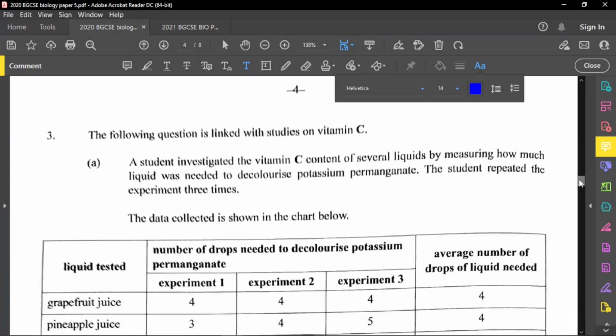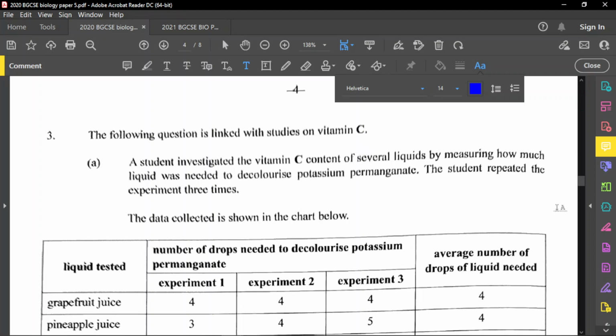The following question is linked with studies on vitamin C. A student is investigating the vitamin C content of several liquids by measuring how much liquid was needed to decolorize potassium permanganate. The students repeat the experiment 3 times. The data collected is shown in the chart.